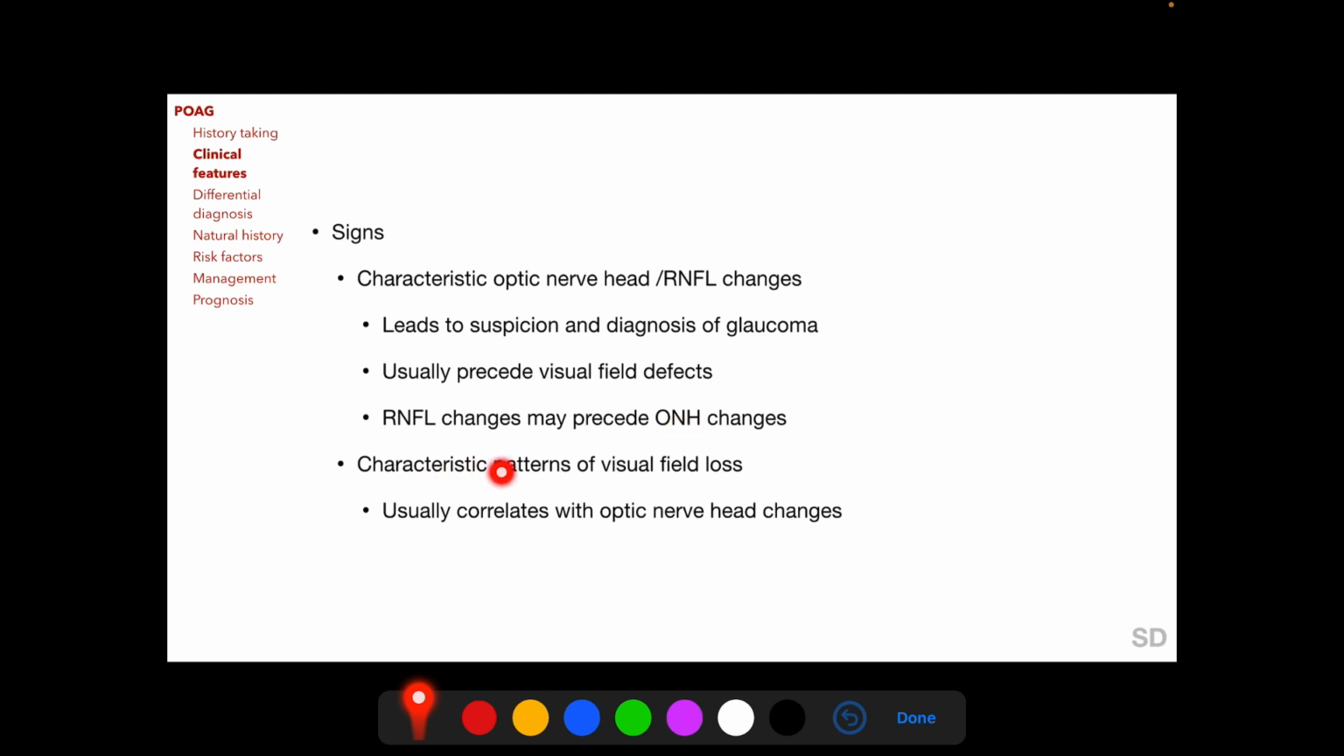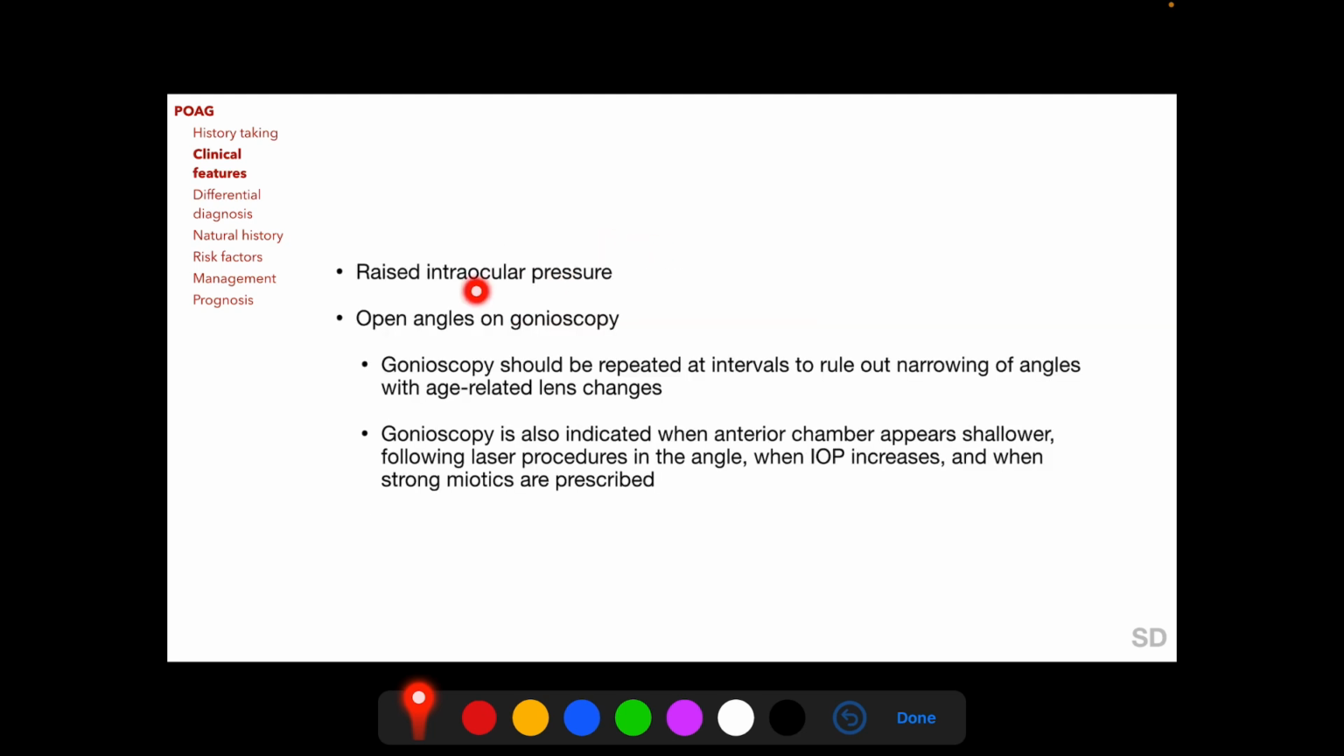The characteristic pattern of visual field loss in primary open-angle glaucoma, the most common of which are nasal step and arcuate defect, should be reproducible in sequential visual field testing and should correlate with the optic nerve head changes. By definition, intraocular pressure in primary open-angle glaucoma should be above 21 millimeters of mercury, and on gonioscopy, open angles are characteristic of primary open-angle glaucoma.